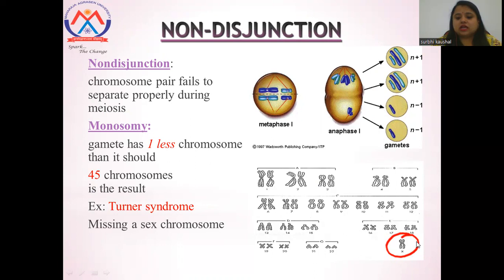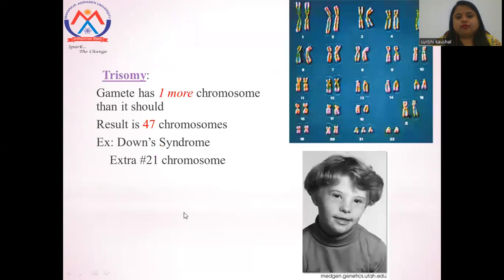As you see in this diagram, there is only one sex chromosome. The syndrome that occurs is known as Turner's syndrome. It means a missing sex chromosome. Next is trisomy. It means a gamete has one more chromosome than normal, and the result is a total of 47 chromosomes. As all of you know, there are 46 chromosomes in a human being, but due to trisomy it becomes 47. The syndrome is known as Down syndrome. Here there is an extra 21st chromosome in the human being.